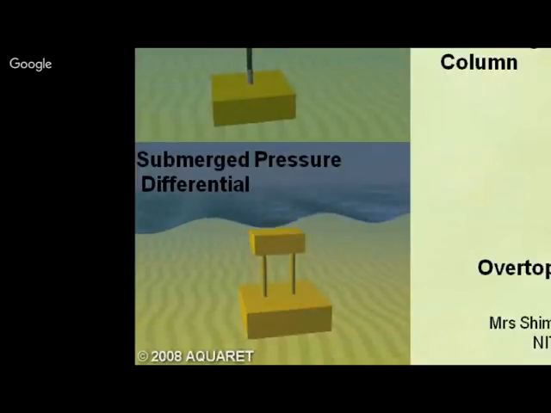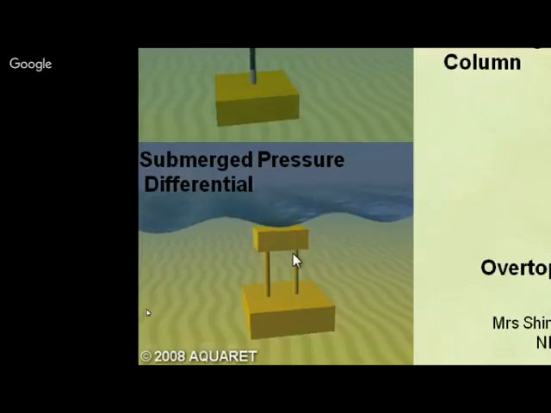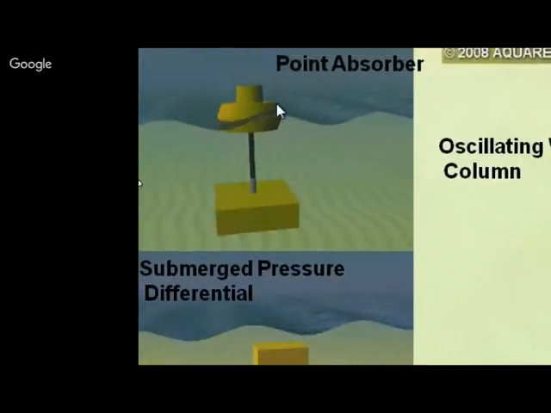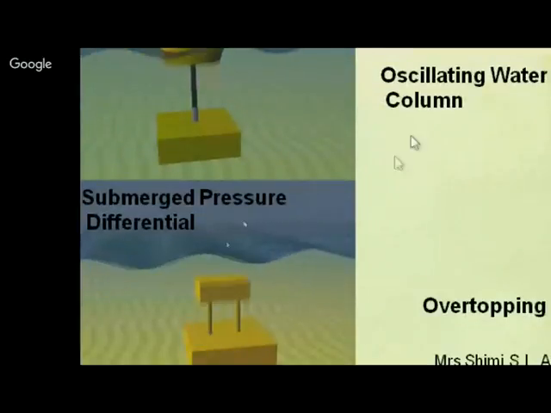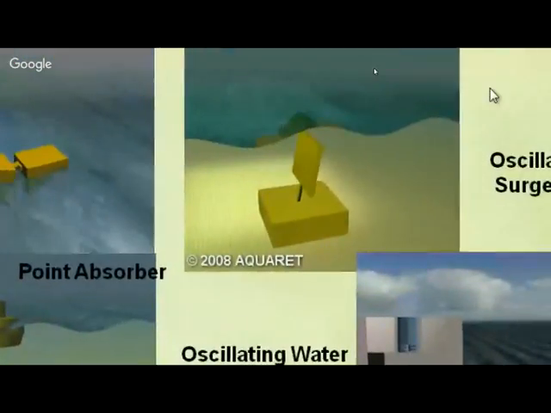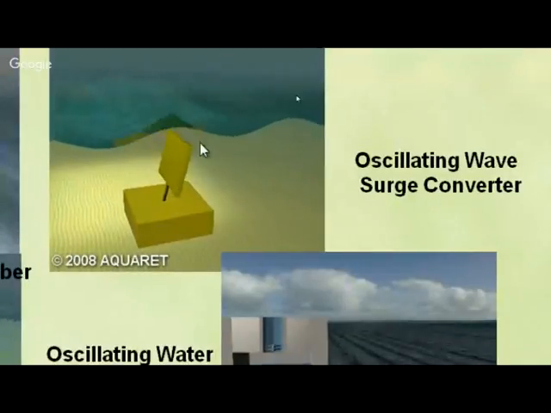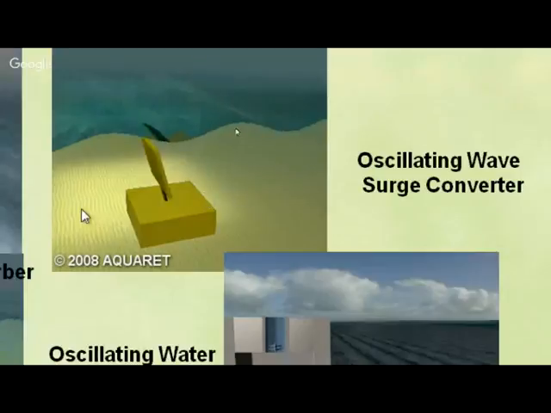Next, submerged pressure differential. Here the rotor, the moving part, is submerged in water. In the last case, it was not submerged in the water. It was floating in the water. But in this case, it is submerged. Next, you have this flap type. It is an oscillating wave surge converter. This is also a submerged type, and it is oscillating.